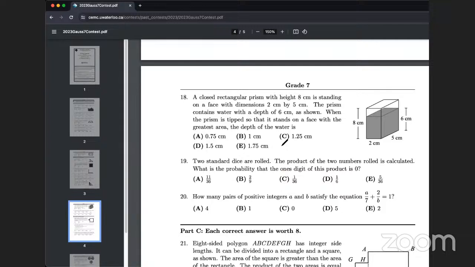20 got me confused a bit. Okay, 20. How many pairs of positive integers A and B satisfy the equation, equals 1?